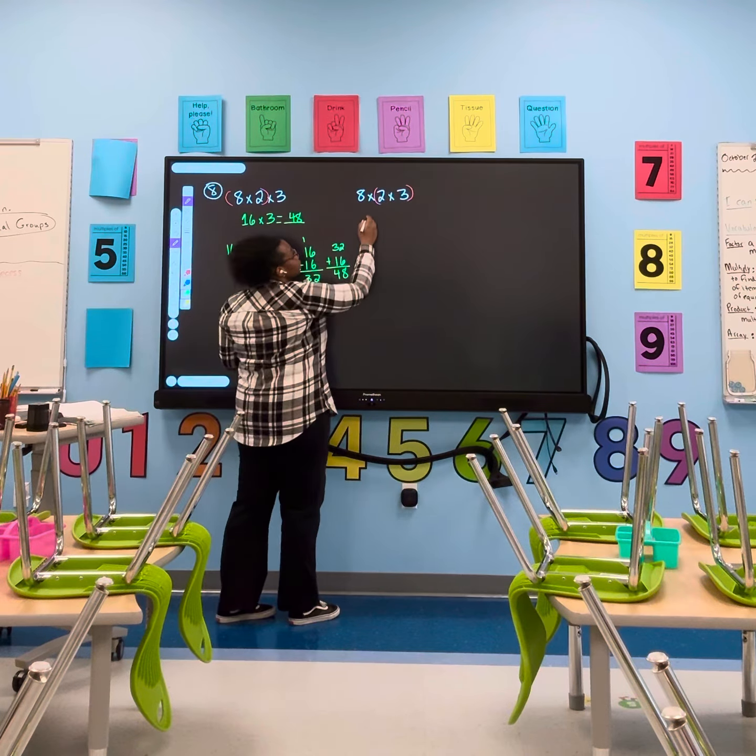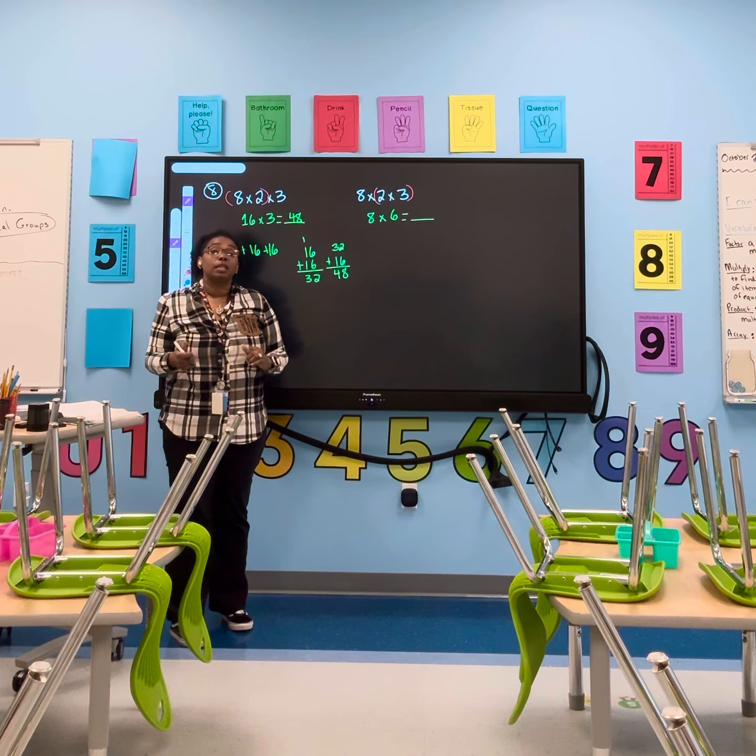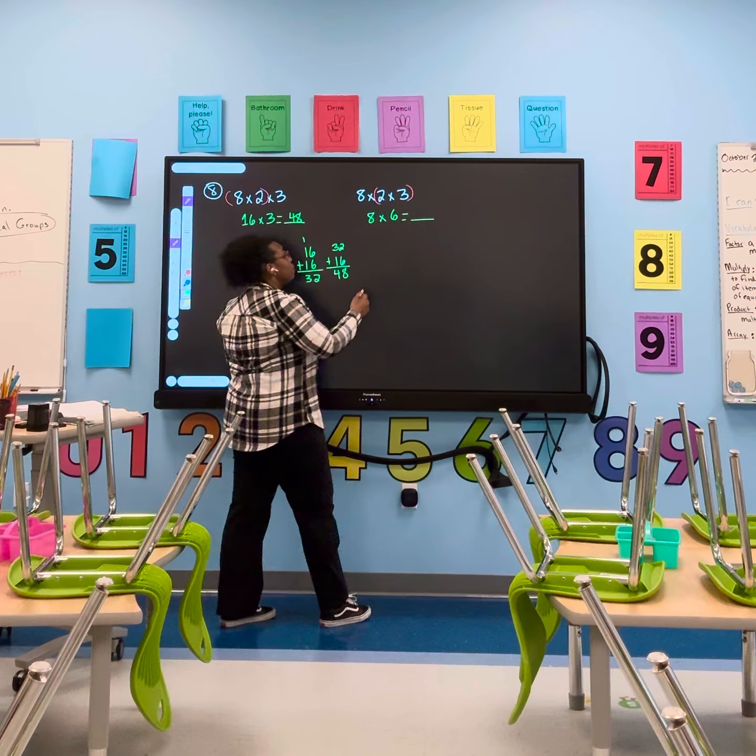And then I'm just going to bring down what's left, which is 8 times. Now I have 8 times 6. 8 times 6 is an easy fact to multiply because I know my 8, I know my 6. So I'm going to go ahead and multiply 8 times 6, and that is going to give me an answer of 48.